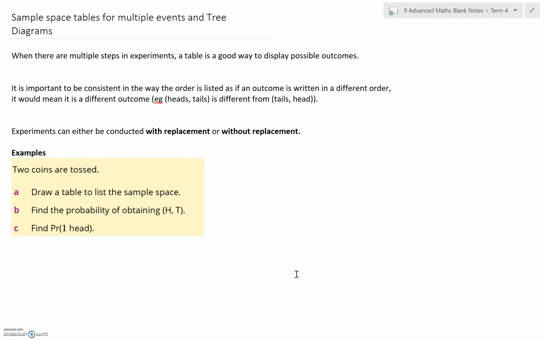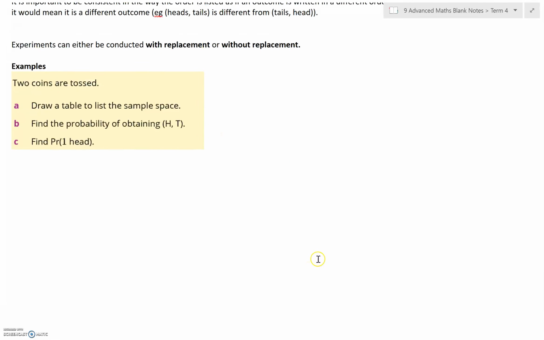It's important that they're listed consistently, so the order matters here, because an outcome in a different order is really a different outcome. So for example, heads then tails is different from tails then heads. So we're going to look at experiments that can be conducted with what's called with replacement or without replacement. And that just means whether we put the first outcome that we draw or get out back before we draw another one. So let's have a look at a couple of examples.